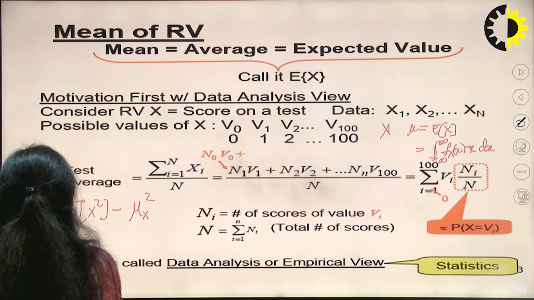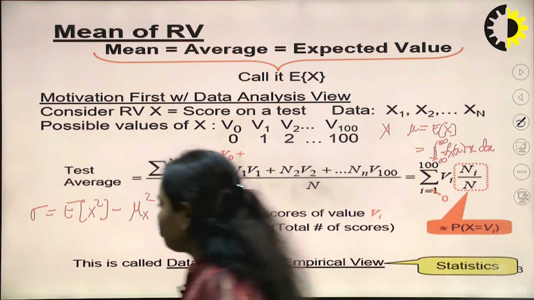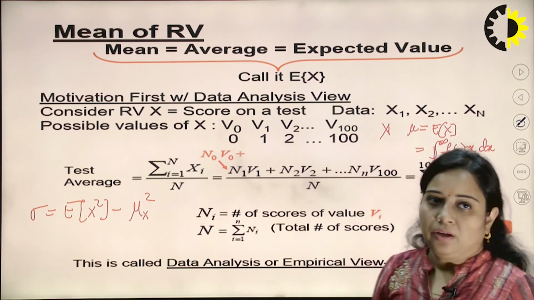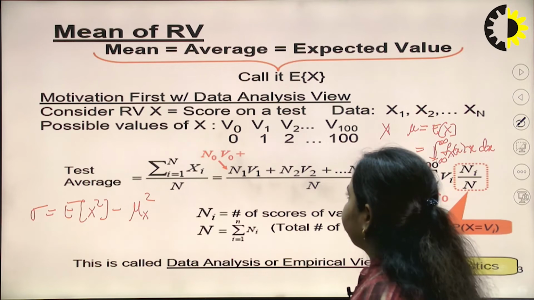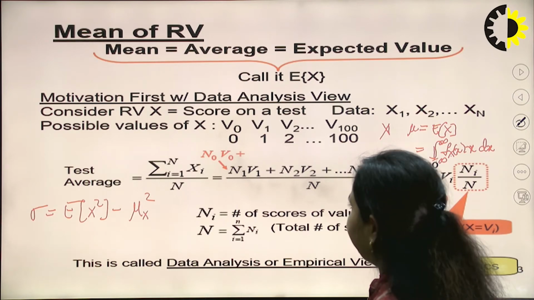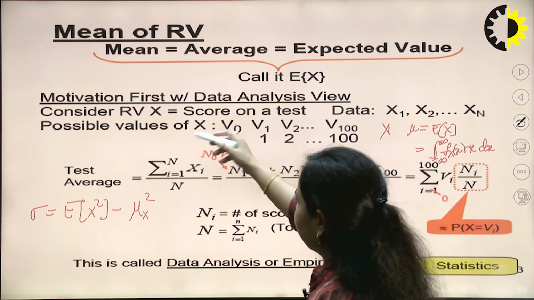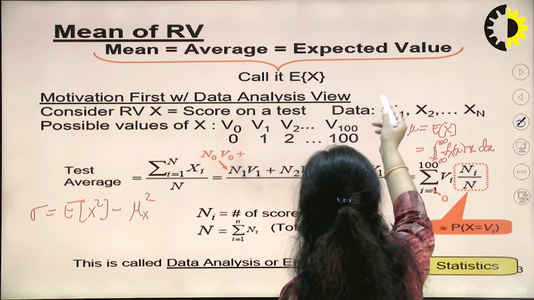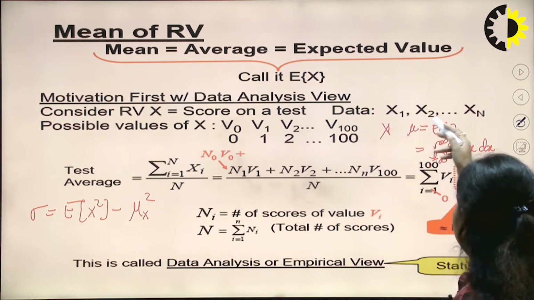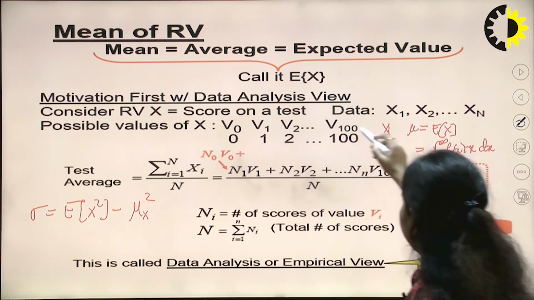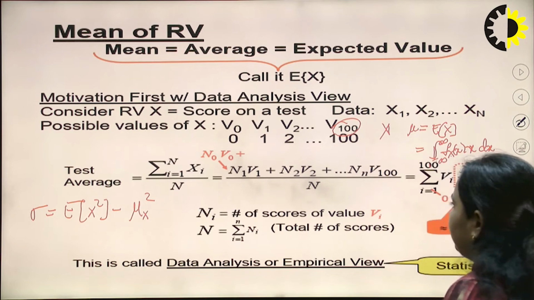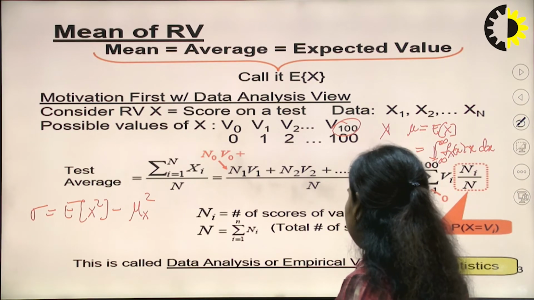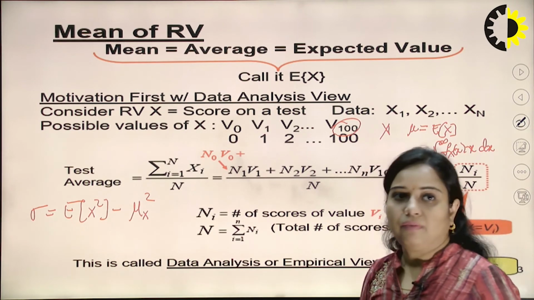So, that will be the variance of the particular random variable x. Now, in this slide you can see that there is data. Consider a random variable x defined as the score on a test, with n number of students, and we have considered 100 students. So, we can calculate its average simply, and this is called data analysis or the empirical view.